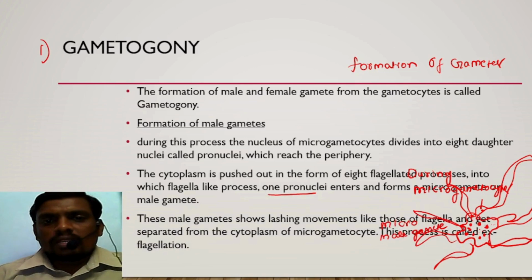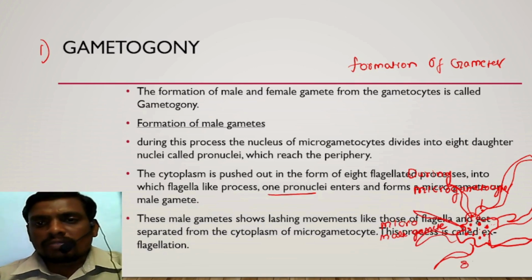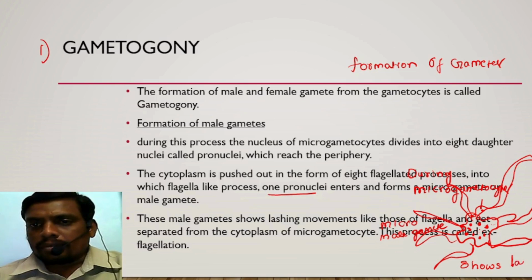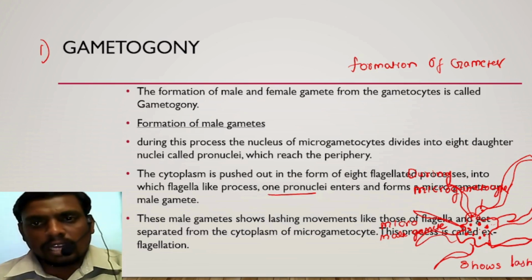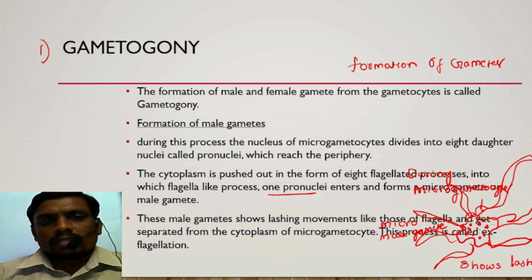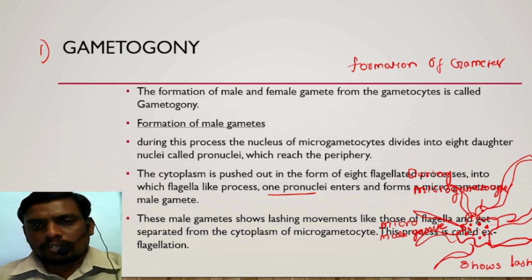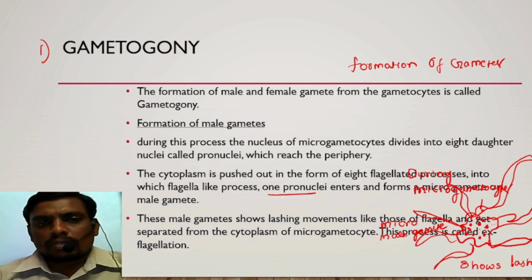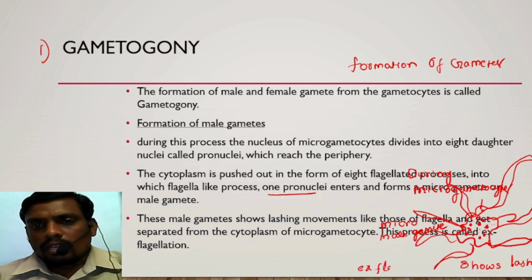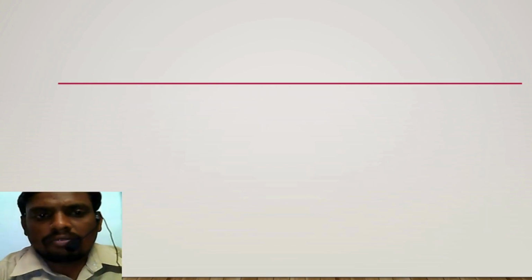Finally, these male gametes, with the help of flagella, show lashing movements. And these flagella get separated after some time from the cytoplasm of the microgametocyte. This separation is called exflagellation.